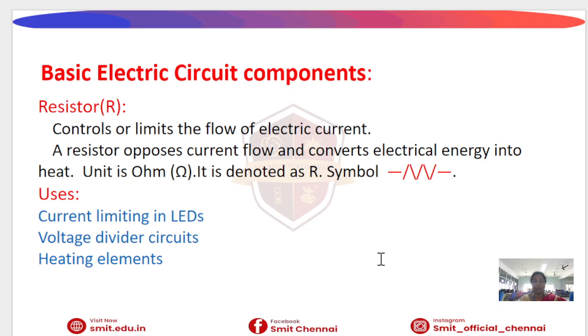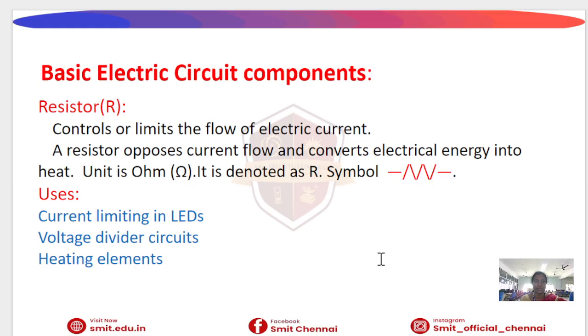When the current flows through a resistor, the electrical energy is converted into heat energy. For example, electric heater, iron box, toaster, in all these elements we are using the resistor only. So why does the heater become hot? Because the resistor converts electrical energy into heat. The important law is Ohm's law, V equals IR.